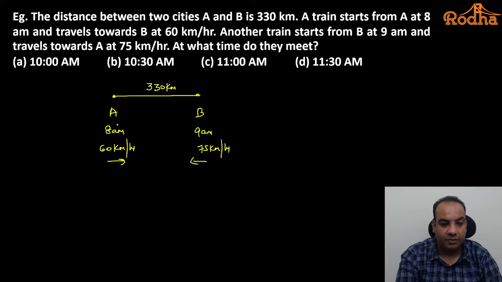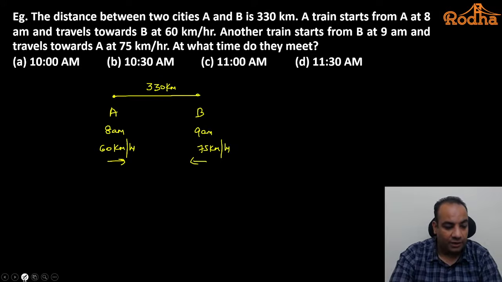Now see, the distance between A and B is 330 kilometers. A train starts from A at 8 a.m. and is moving in this direction at a speed of 60 kilometers. Another train starts from B at 9 a.m. and moving in this direction at a speed of 75 km. Question is, at what time do they meet? Whenever you get this kind of question, what do you do? The first step is make their time same. यहाँ से ट्रेन चल रही है 8 बजे, यहाँ से ट्रेन चल रही है 9 बजे.